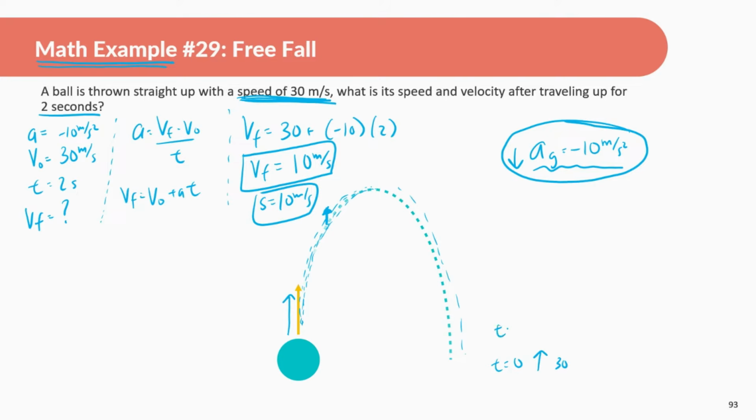But at time equals 1 second, it's going 20 meters per second. At time equals 2 seconds, which we just solved for, it's going 10 meters per second. And at time equals 3 seconds, it's going 0 meters per second. And then it's going to be going on its way back down. Okay. Anyway, just something to think about. We'll be doing more problems, so hopefully that makes sense.